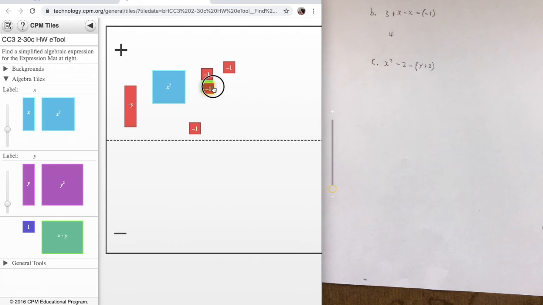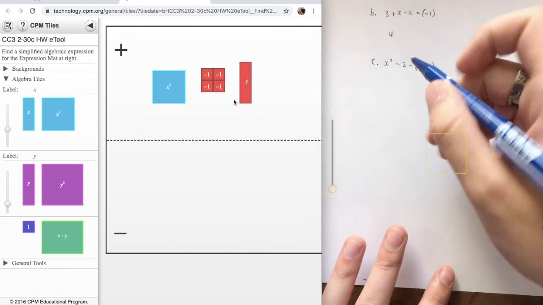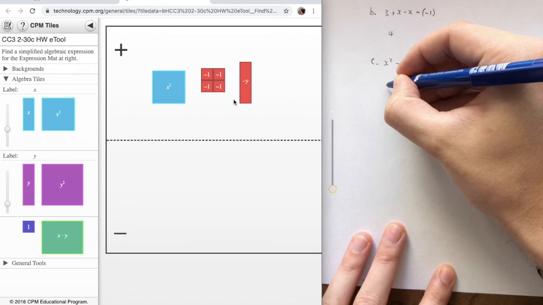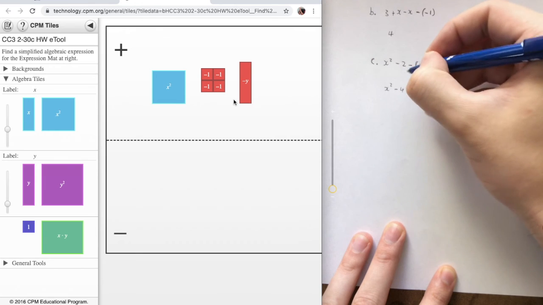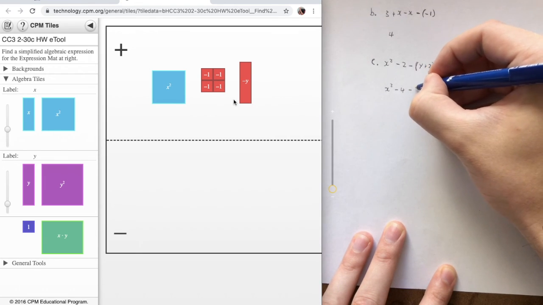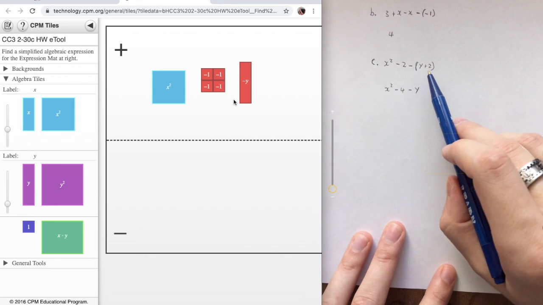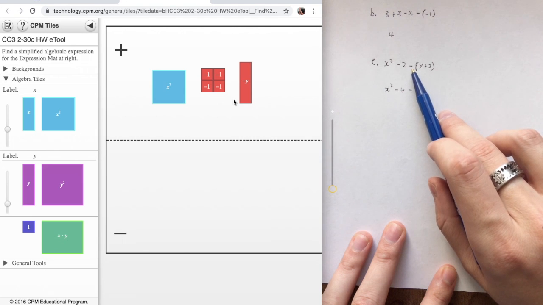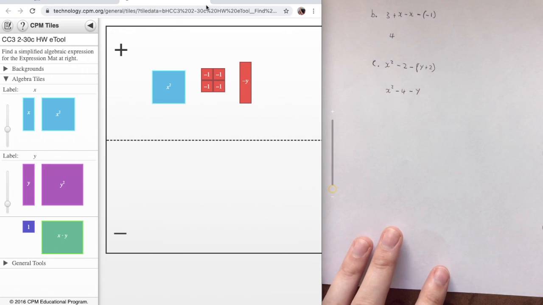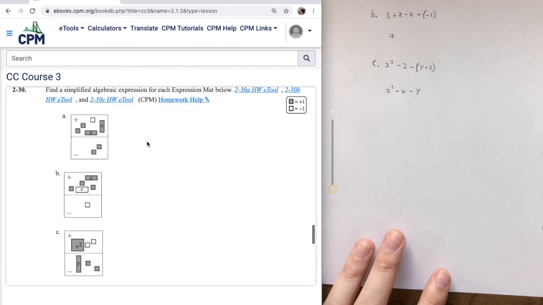So you can kind of group all the terms. Nothing's going to cancel out. There's not going to be any pairs that we can make. So we can't really simplify it much, but we can rewrite it as x squared minus 4 minus y. So we're able to combine this -2 with this 2 by applying this negative to it. And that is going to be 2-30.